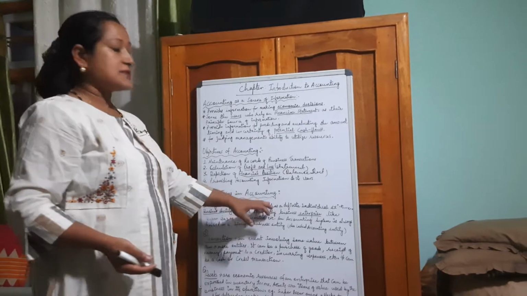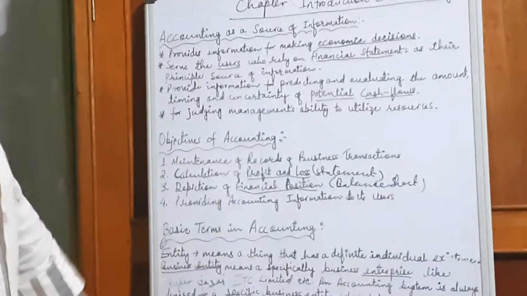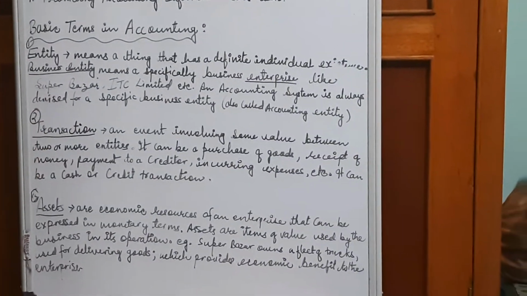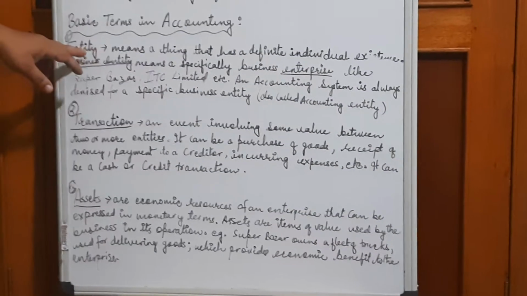Another one is basic terms in accounting. We have so many terms that we have to learn. Here I have written, since my board is very small, you can see it. See, I have written only 3 basic terms, we'll be doing more later on. Okay, after this. See, first one is entity.